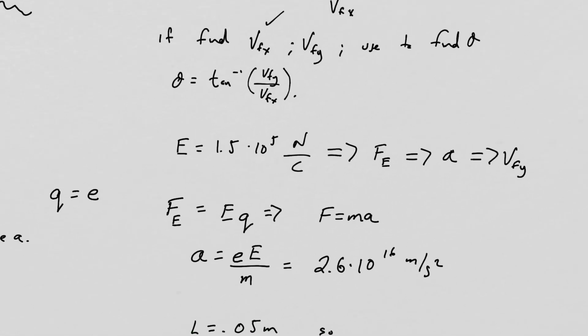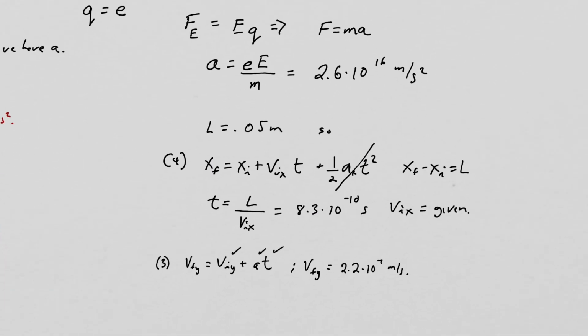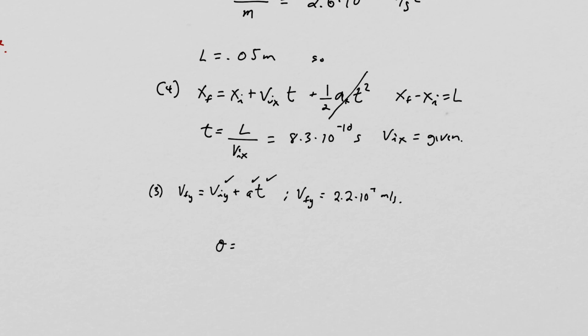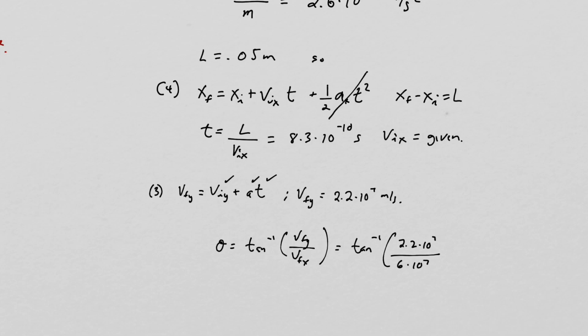Once we have v final in the y, we then can go back to our strategy, which says find the angle by taking the inverse tangent of the y component divided by the x component. And again, just plugging in numbers for reference here, that's going to be our 2.2 times 10 to the 7 over our 6 times 10 to the 7. And getting that into our calculator gives us an angle of about 20 degrees. And there we have it, ladies and gentlemen.